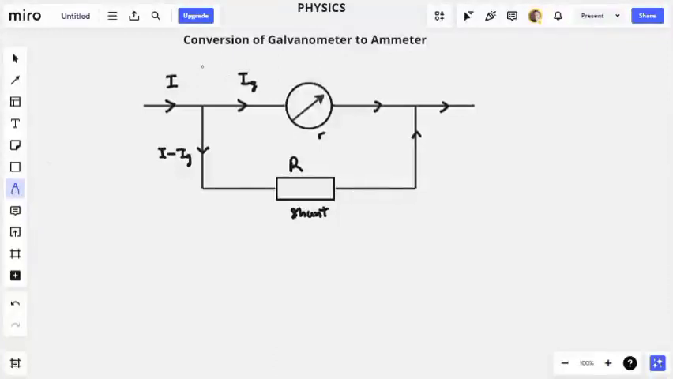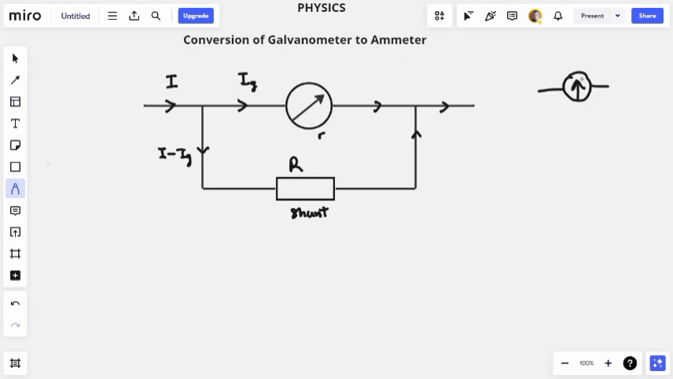Now let's look at conversion of galvanometer to ammeter. Basically, the electrical symbol for galvanometer is a circular shape with an arrow on it. So this is the electrical symbol for galvanometer. The one we have here is a galvanometer at full deflection. That means this arrow is deflected to its maximum point.